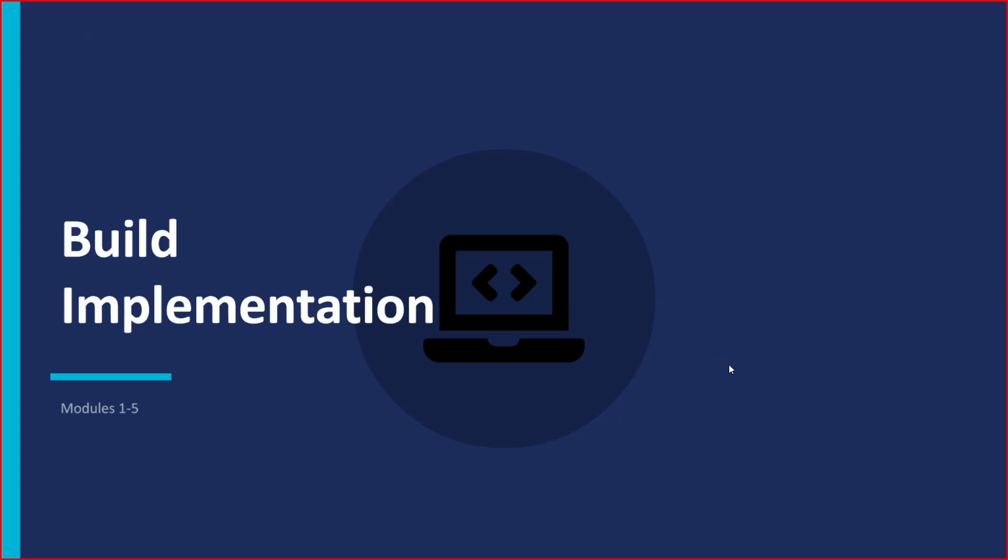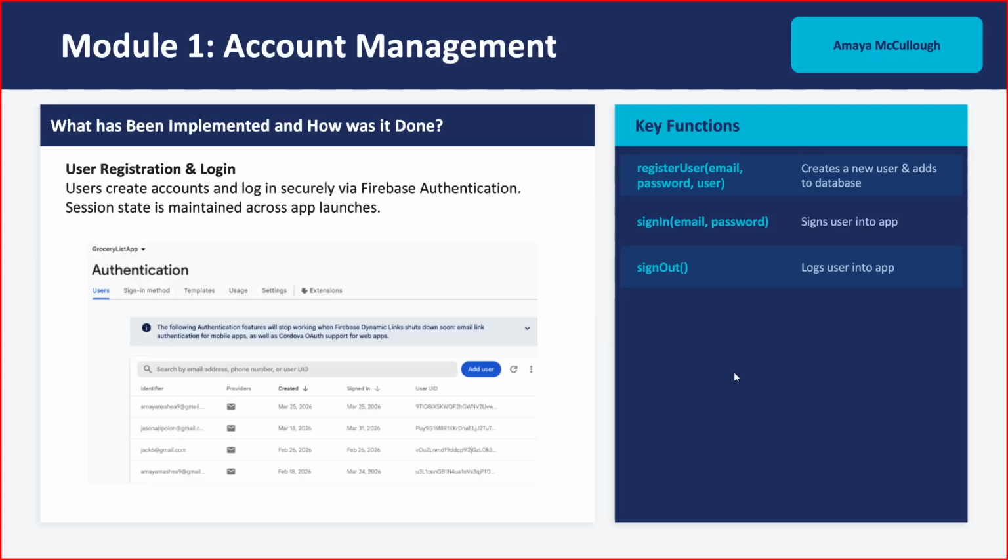Now, we'll talk about the actual implementation of the build. This is the first module, account. In this module, we focused on making sure the user could create an account and log into the app. We used Firebase authentication to securely handle user login and registration. When a user creates an account, Firebase assigns a unique user ID. This ID links the user to their data in the database.